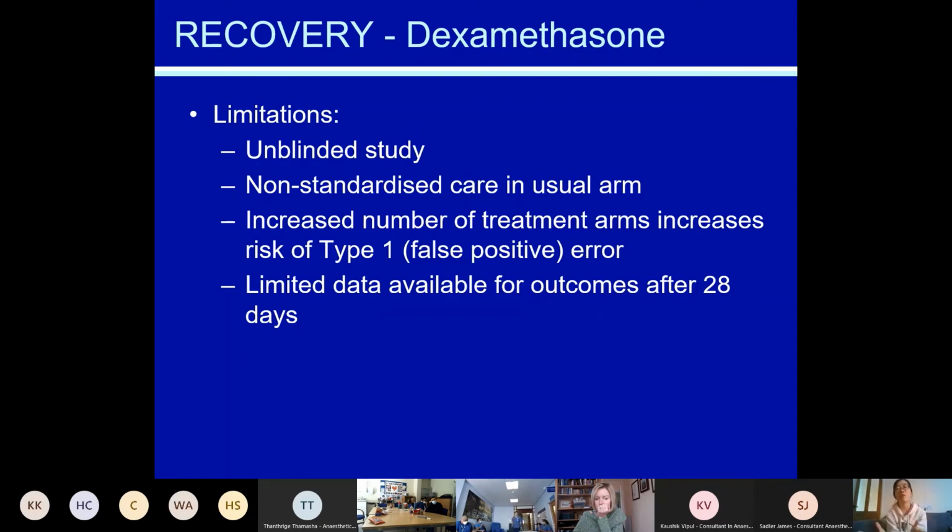And again, this is an overall criticism of this type of study design and the decision to stop the data at 28 days, or to analyze the data at 28 days.